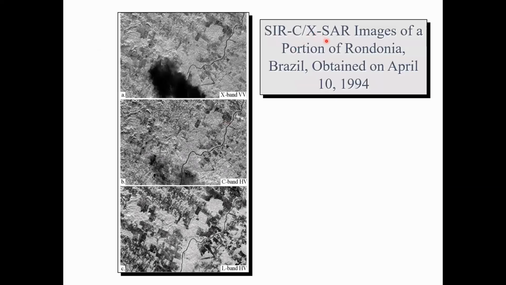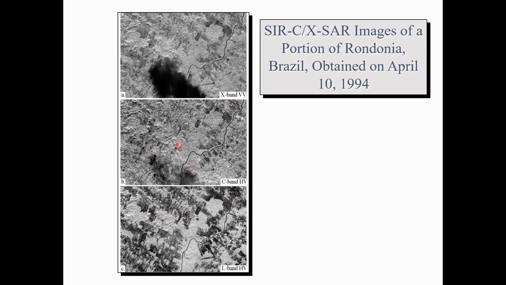You can see here a sample of images for the C band and SAR X band. These are SAR images of a portion of Rondonia in Brazil that were obtained on the 10th of April 1994. You can see how they look. This is an image in the X band, with VV polarization. I'm going to explain what these polarizations mean.